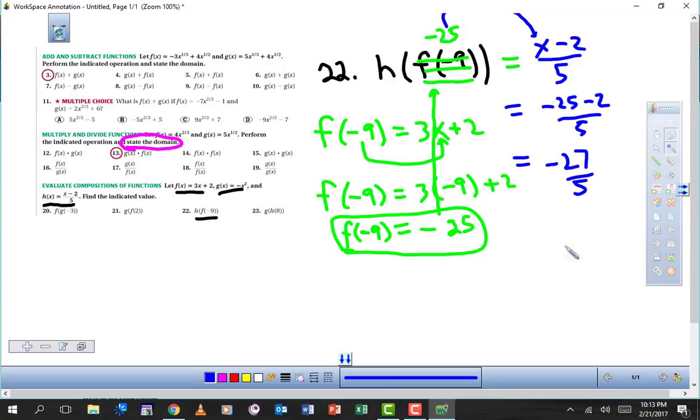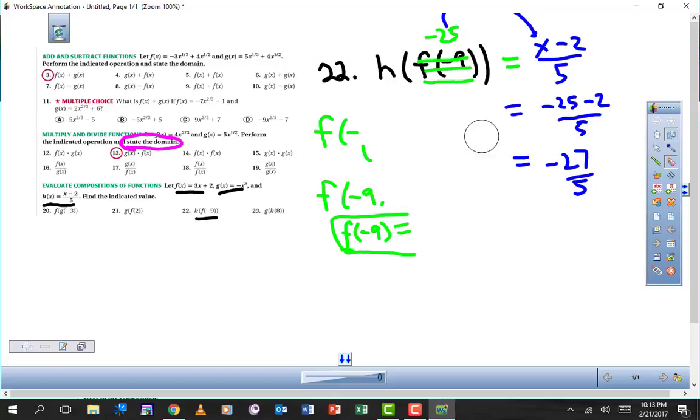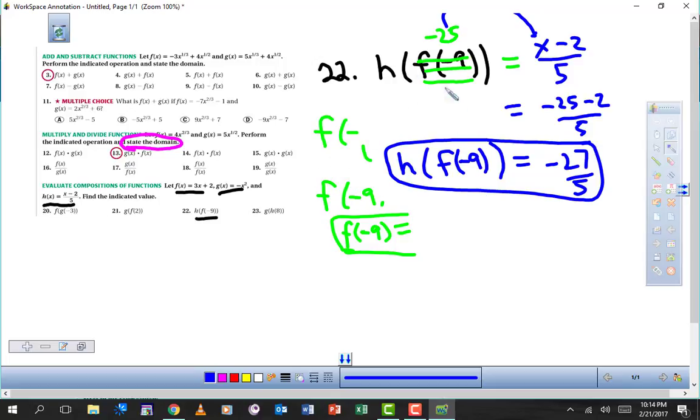Okay, so I just want to add one little bitty note. Sometimes we'll rewrite it the original way it was written before the substitution. So we sometimes might rewrite it this way. h of f of negative 9 equals negative 27 over 5. Okay, but as far as working it out, I think it's easier, like I said, just calculate this on the side like we did right here, and then substitute that in. And it might make that a little bit easier for you.